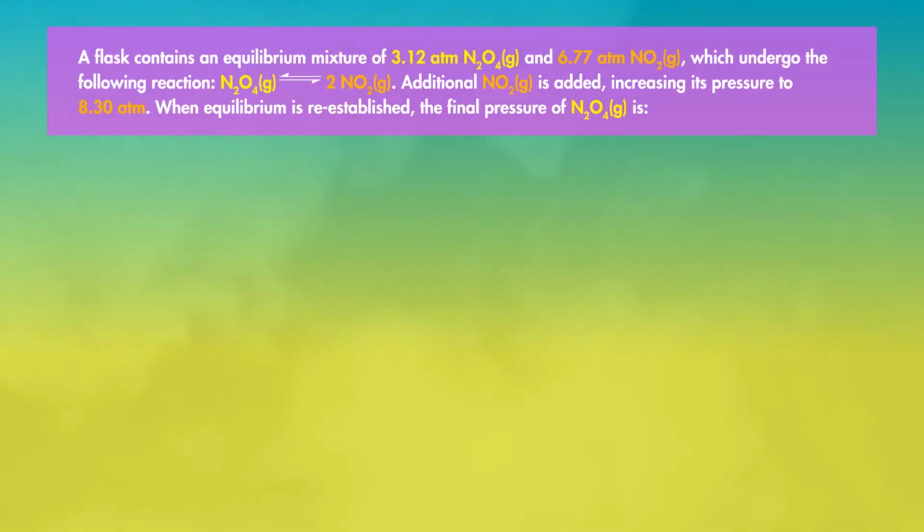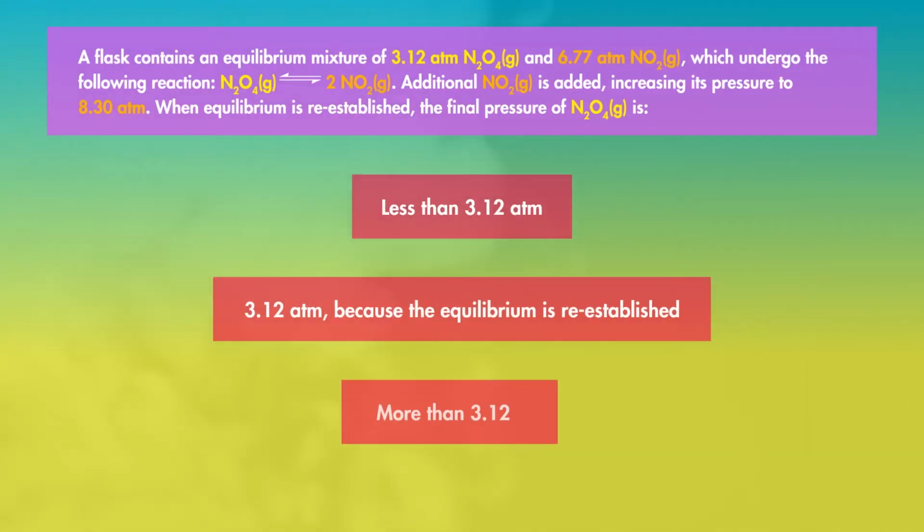Let's see if you can apply Le Chatelier's principle to predict the effect on a system undergoing a concentration change. A flask initially contains an equilibrium mixture of 3.12 atmospheres dinitrogen tetroxide and 6.77 atmospheres nitrogen dioxide. They undergo the equilibrium reaction shown. Additional nitrogen dioxide is added, which increases its pressure to 8.30 atmospheres. When equilibrium is reestablished, the final pressure of dinitrogen tetroxide is less than 3.12 atmospheres, 3.12 atmospheres because the equilibrium is reestablished, or more than 3.12 atmospheres.